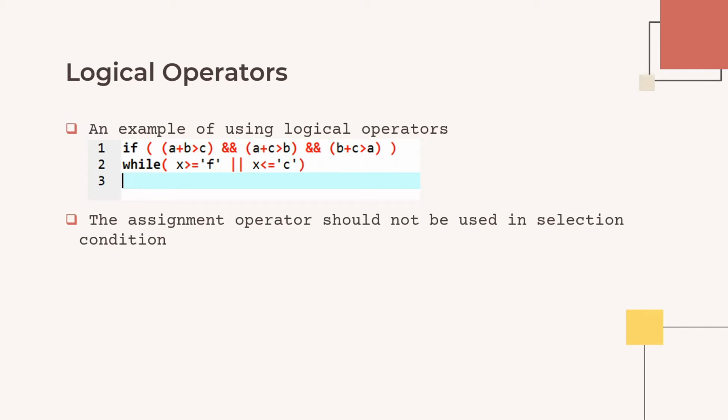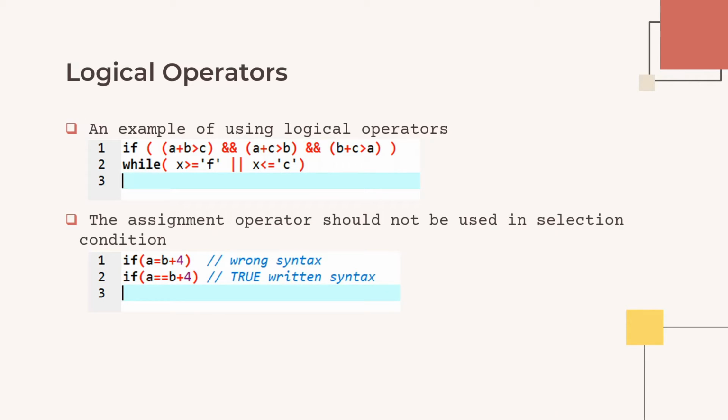We must remember that the assignment operator should not be used in a selection condition. The first line is wrong syntax because it uses the assignment operator in a selection condition, but for the second line, it's true, we can use a logical operator in a selection condition.